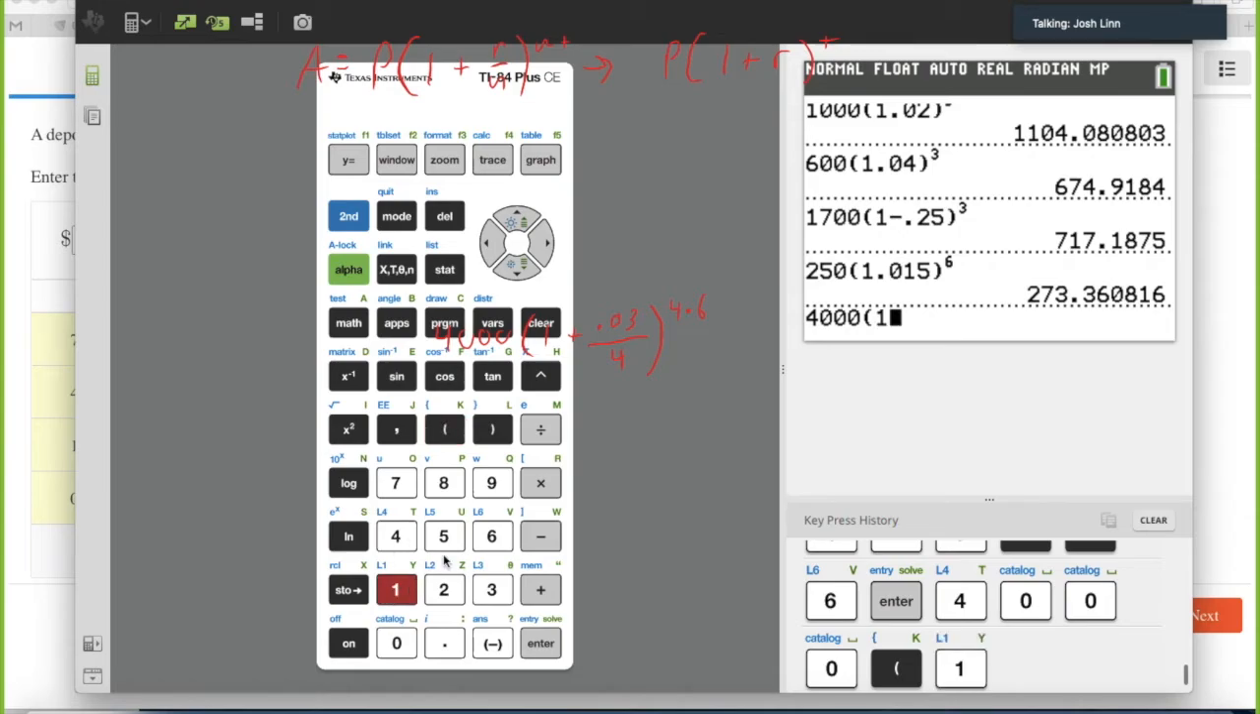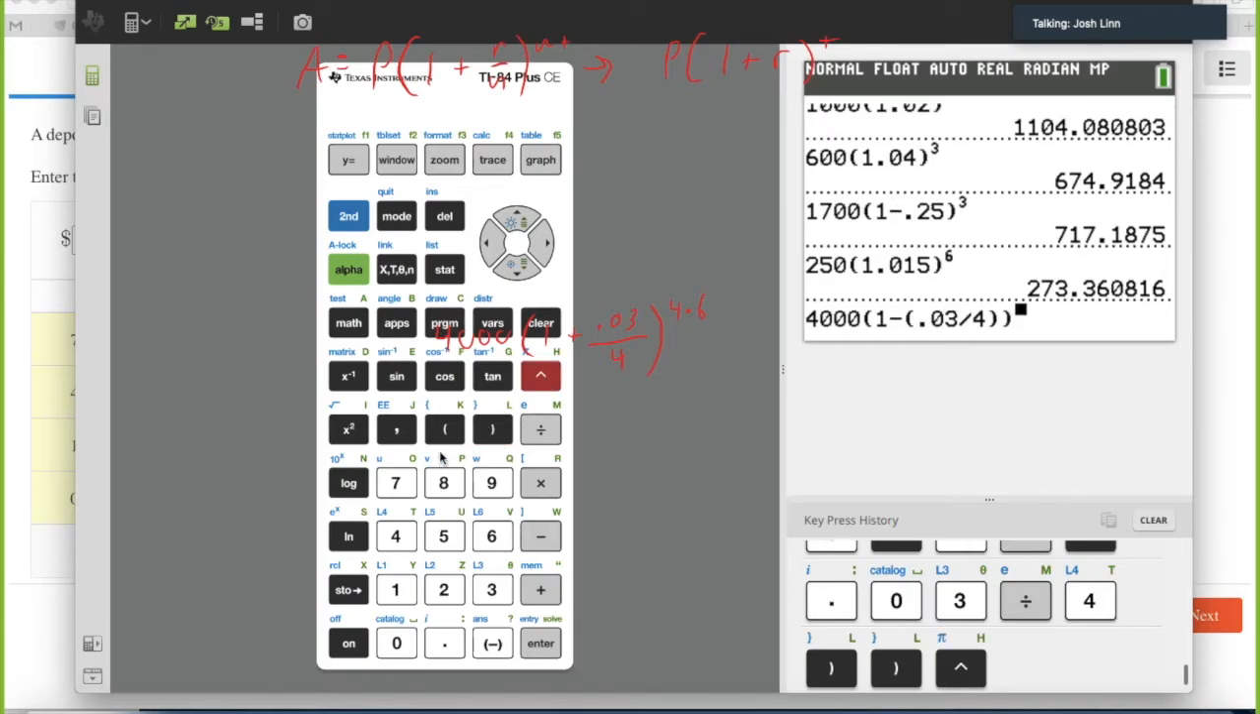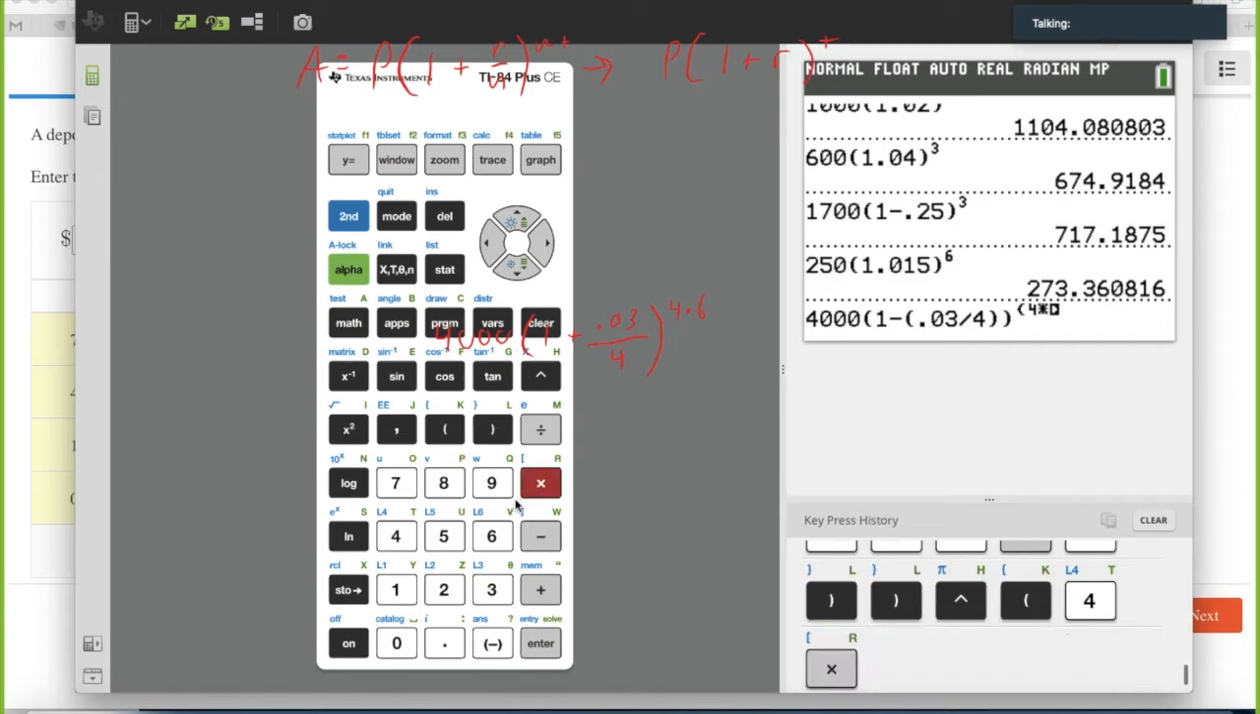So 4,000 parenthesis 1 minus, I'm going to use another parenthesis, 0.03 divided by 4, close parenthesis, again, raised to the power, and I'm going to put this in parentheses just for fun. If you have an older calculator, you would need to put the exponent in parentheses, so I'm just going to do it as well. So this does all of the math for us.